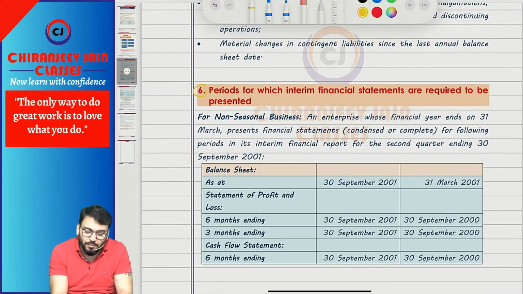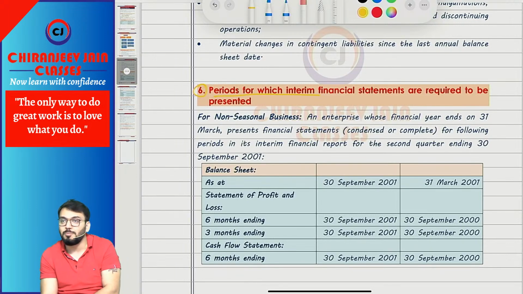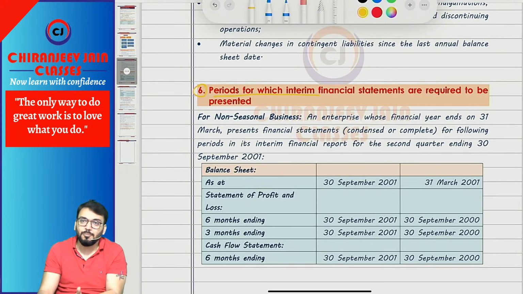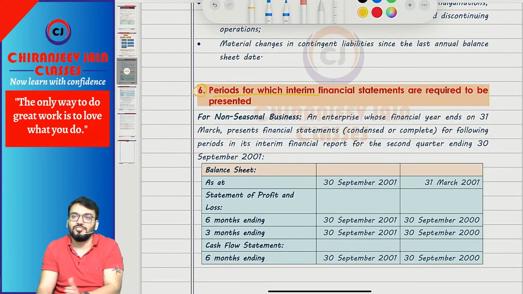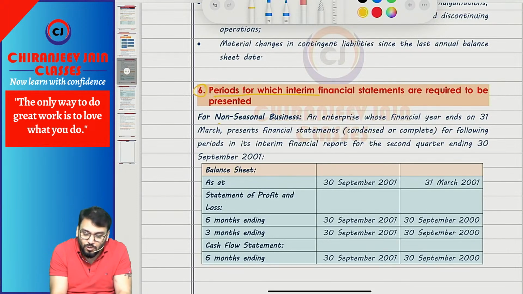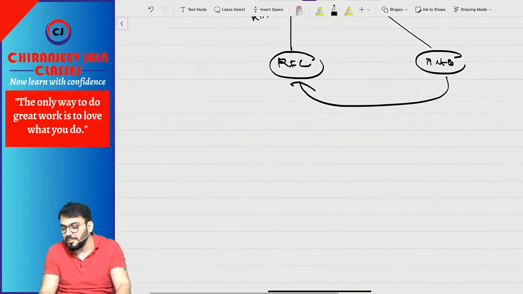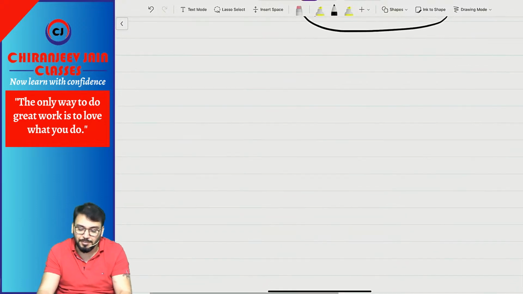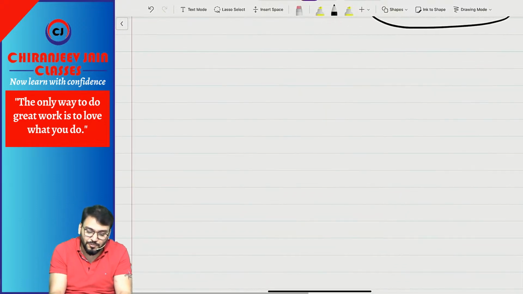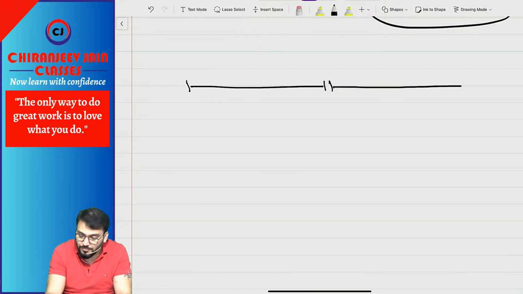Now, next point is what? Period for which interim financial statements are required to be presented. So that depends upon whether the business is of seasonal nature or non-seasonal nature. So first we'll do it for non-seasonal business. So how many is the period for which financial statements are prepared? That depends upon seasonal and non-seasonal. The first we are doing what? Non-seasonal.